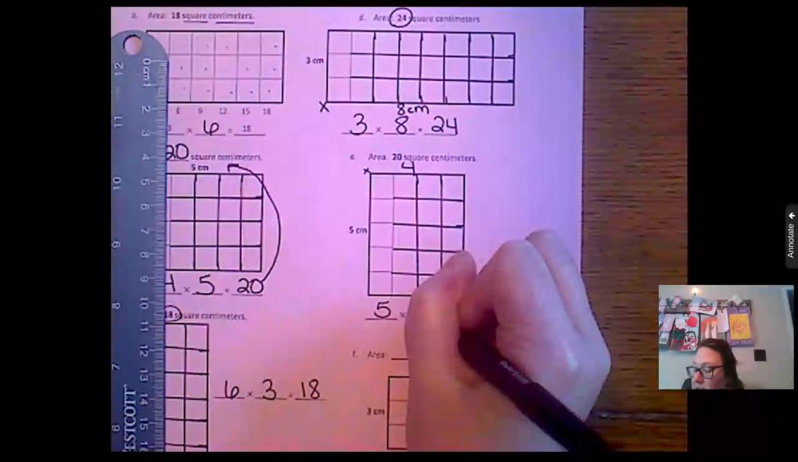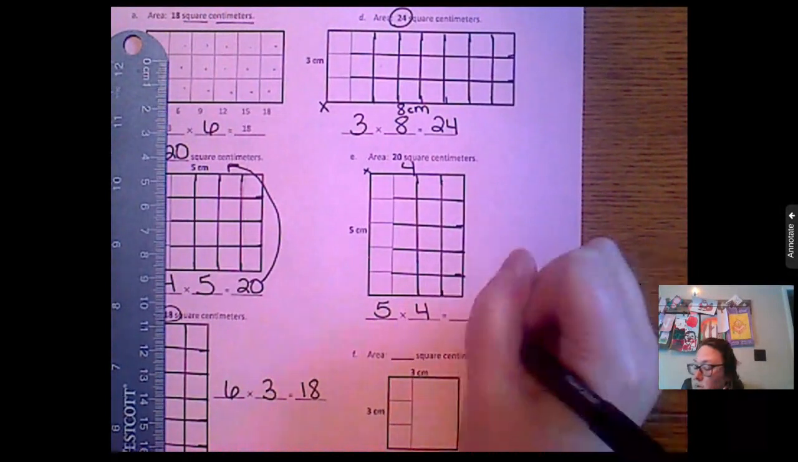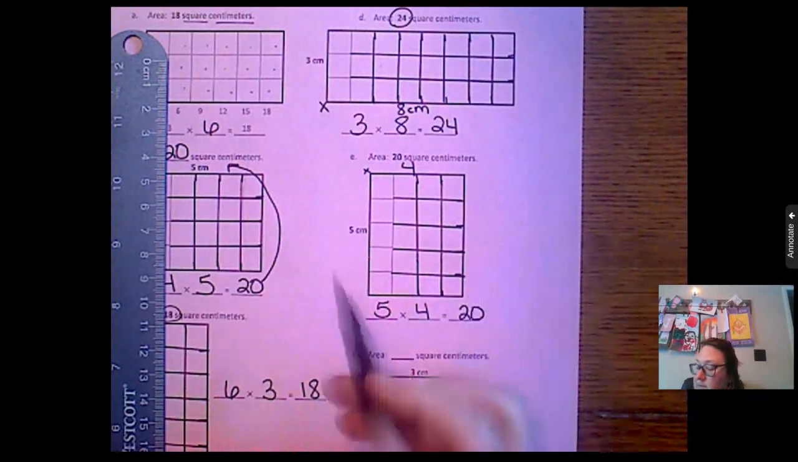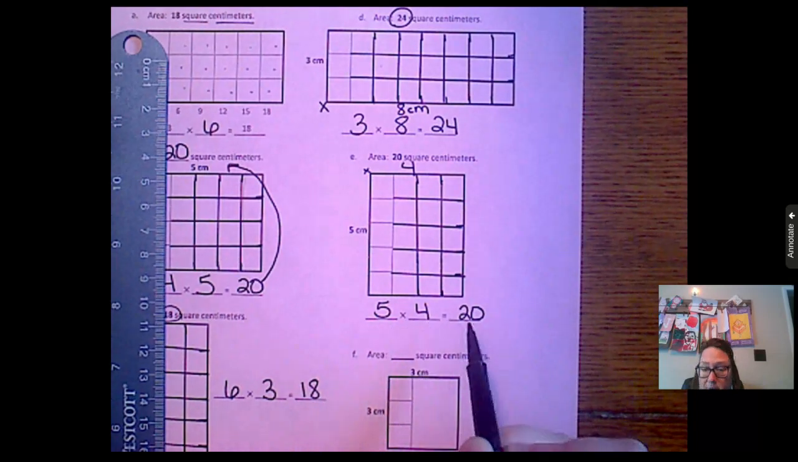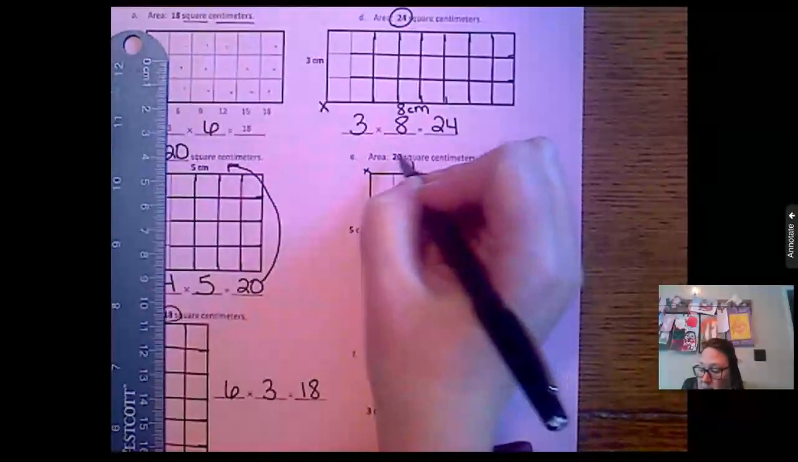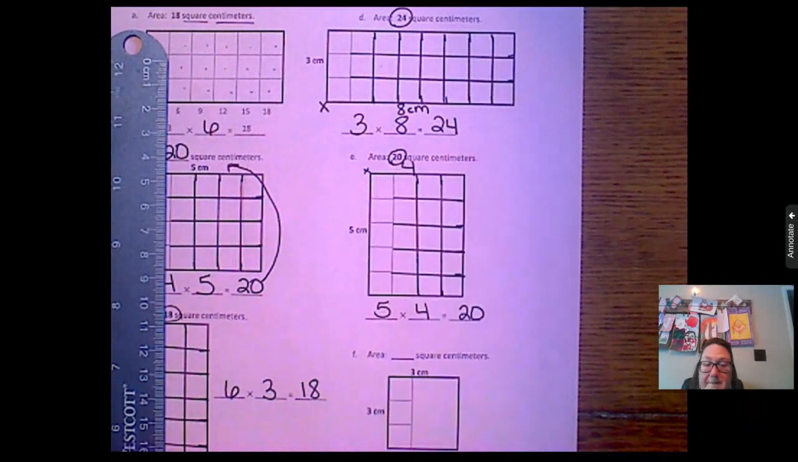5 times 4 equals 20. 5, because there's 5 rows, times 4, because there's 4 in each row. You maybe did the math and found 20. They also gave you the total right there of 20.